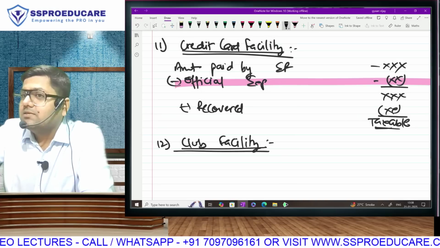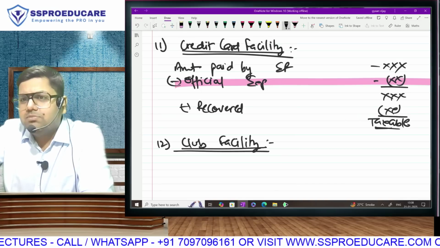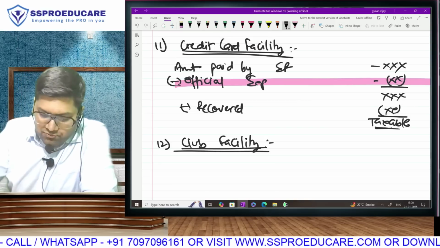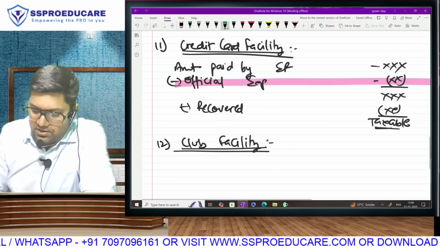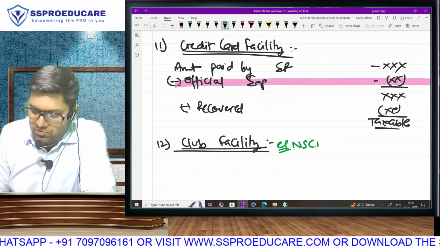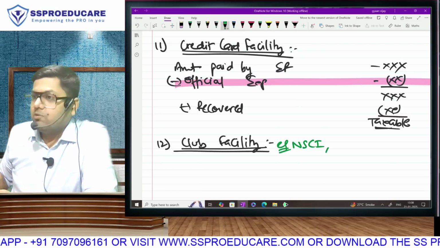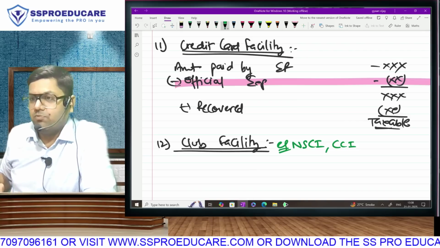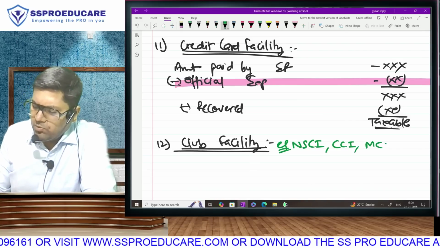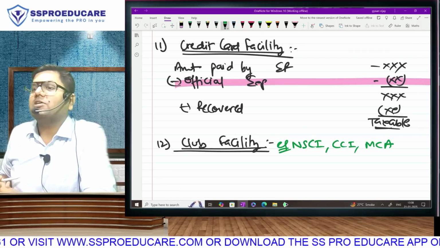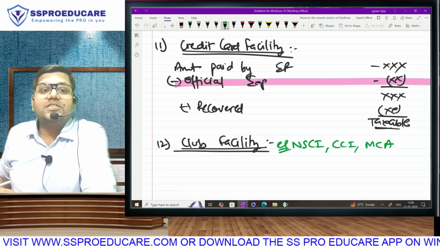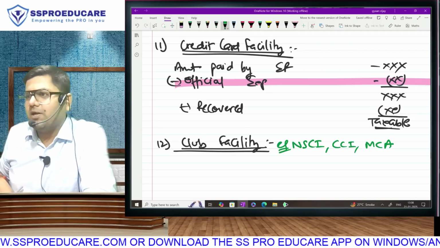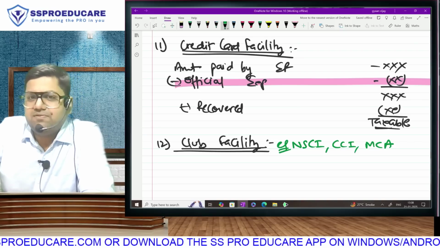There are these huge corporate clubs, the membership of which is a status symbol. For example, in Mumbai, we have a club called National Sports Club of India, NSCI. In Mumbai, we have a club called Cricket Club of India, which runs the Brabourne Stadium of Mumbai. Or let me give you one more name. In Mumbai, we have the Mumbai Cricket Association Club, MCA, which is basically running the Wankhede Stadium of Mumbai.